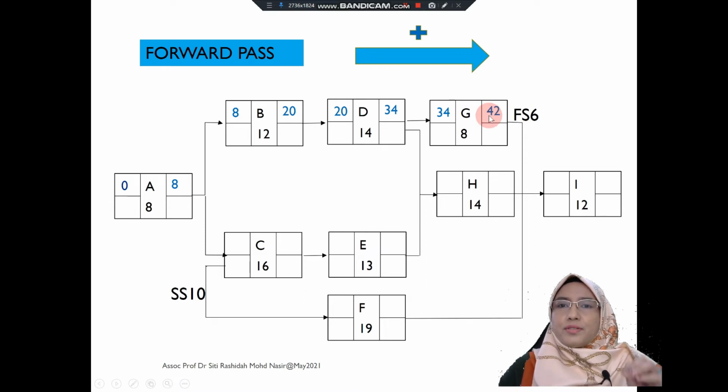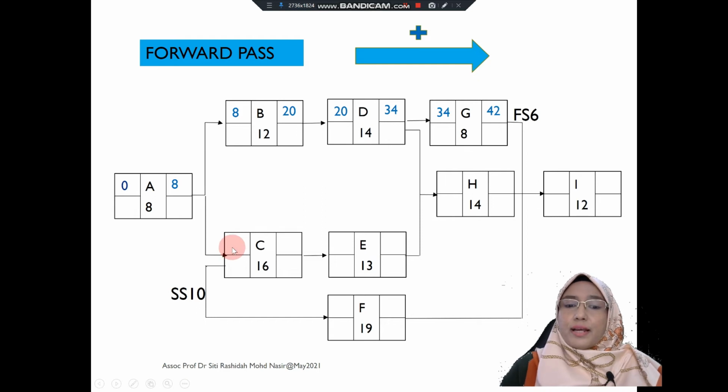Okay, so we stop there first because as you see, in order to determine the early start for activity I, there are 3 arrows coming into activity I. So let's continue with activity C. Activity C takes the same value as the early finish of activity A, which is 8, plus 16, 24. 24 plus 13 is 37.